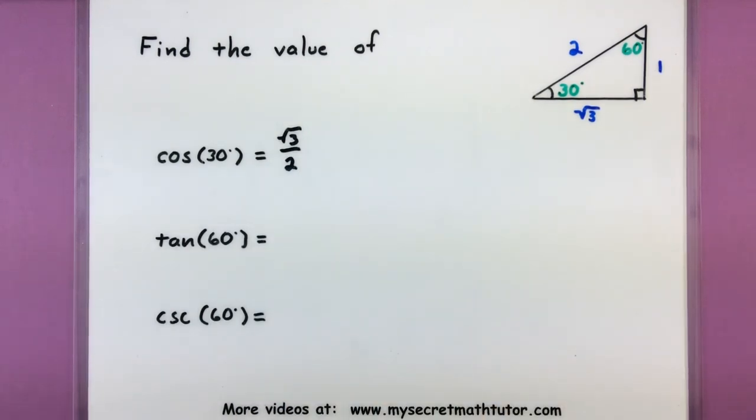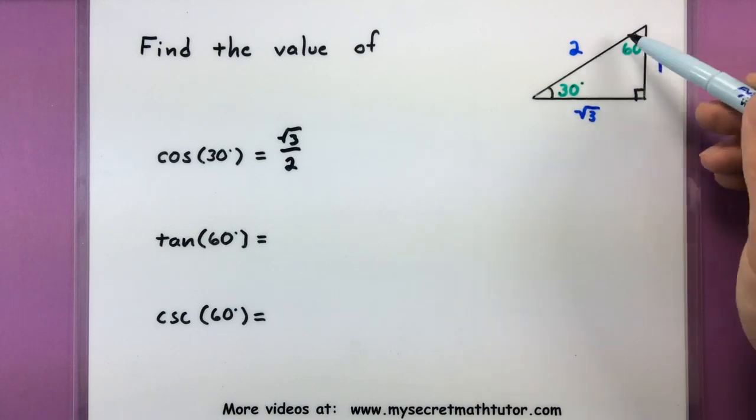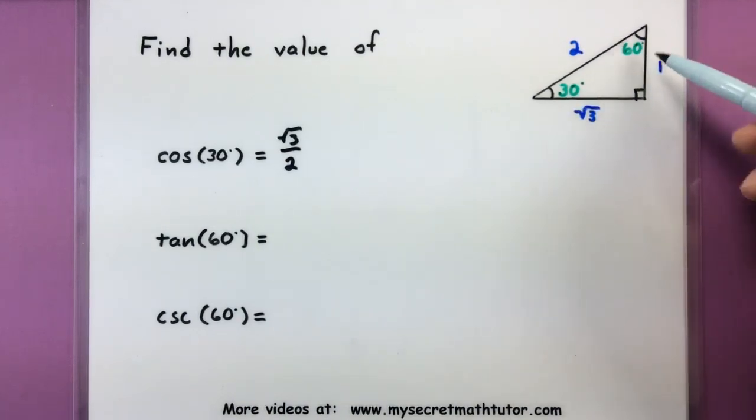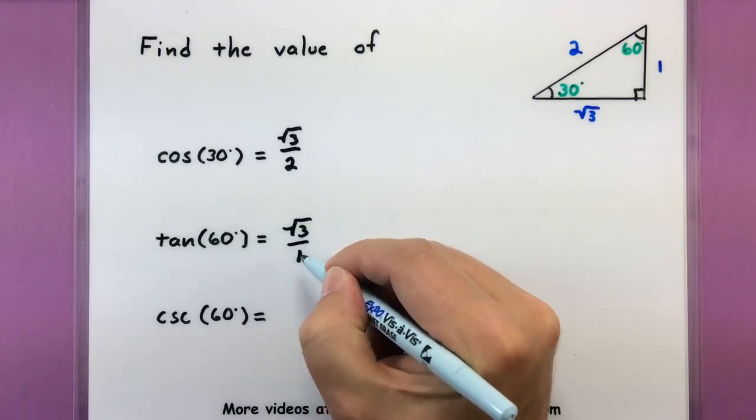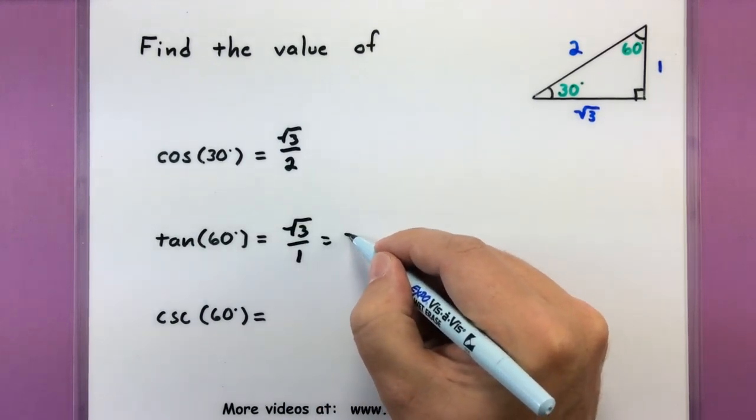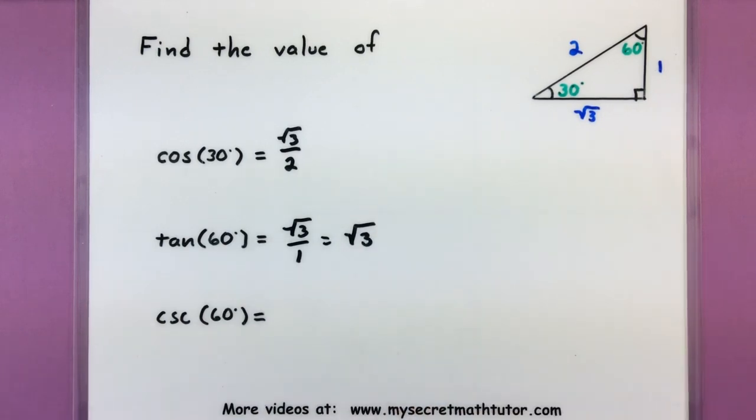If I want to figure out something like tangent of 60 degrees, now we're thinking about this top angle. So that's the opposite over the adjacent. So square root of 3 all over 1. Or we can just simplify that to square root of 3.